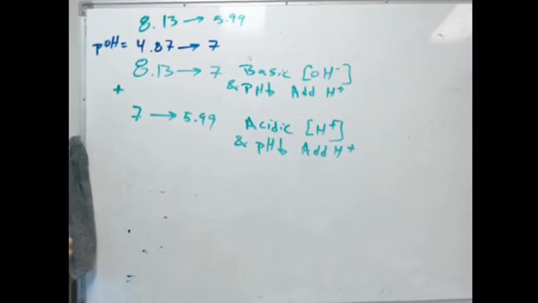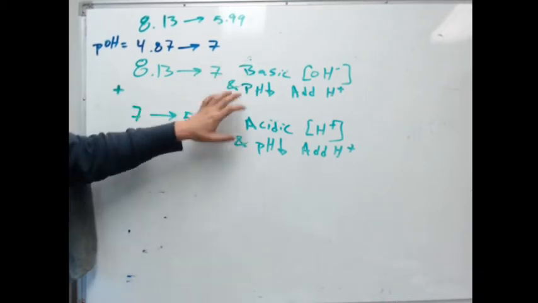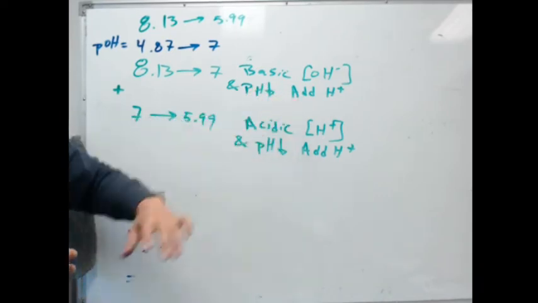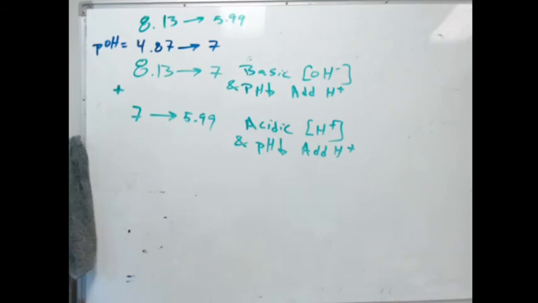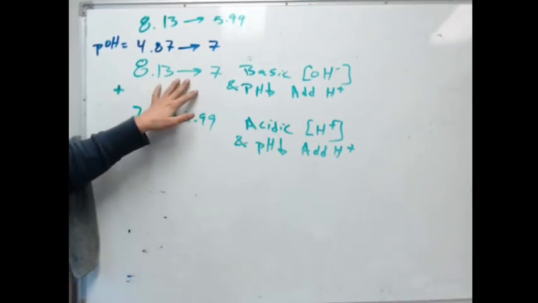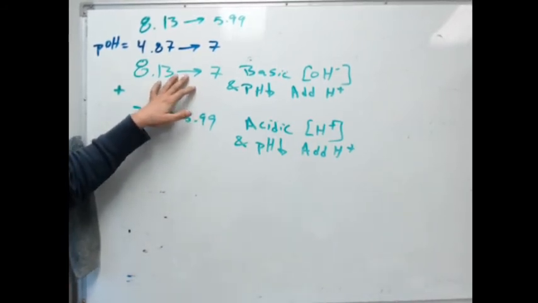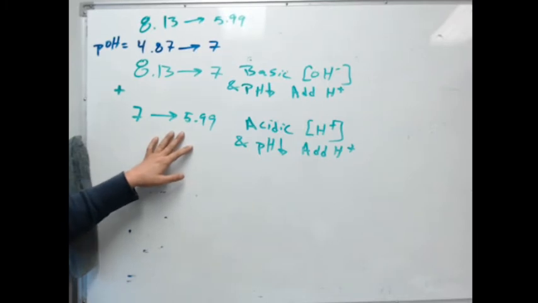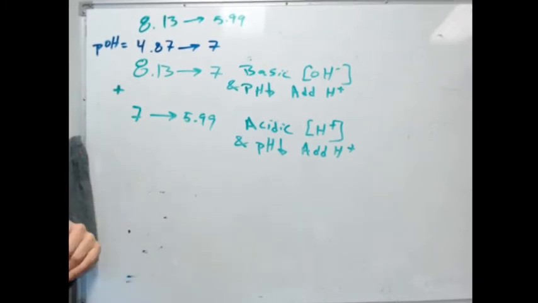And that's the step that really confuses people: first recognizing whether we're in basic conditions or acidic conditions, and then recognizing that you're still adding H plus and it's just a 1-to-1 ratio. So in basic conditions, we're thinking about it in terms of removing OH minus. And in acidic conditions, we're thinking about it in terms of adding H plus.